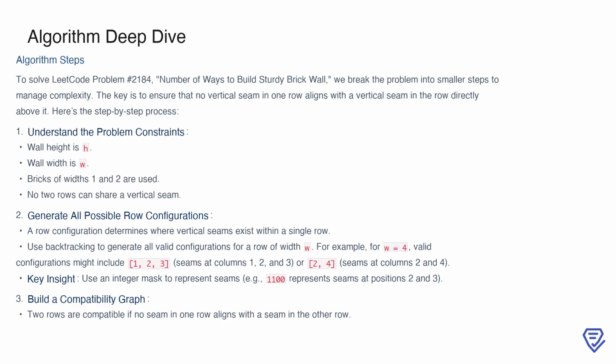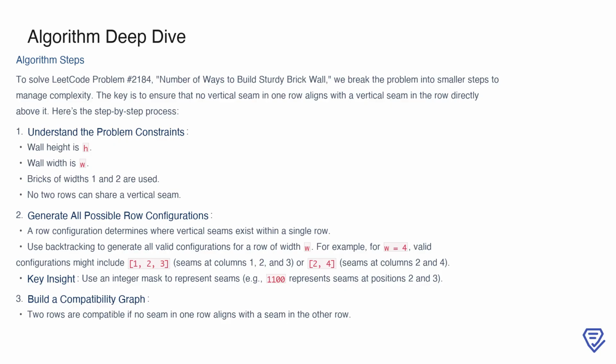With these constraints in mind, the next step is to generate all possible configurations for a single row. A row configuration specifies where the vertical seams are located, and we can use a backtracking approach to systematically generate all valid configurations for a given width w. For example, if w is 4, a valid configuration could place seams at columns 1, 2, and 3, represented as 1, 2, 3, or seams at columns 2 and 4, represented as 2, 4.